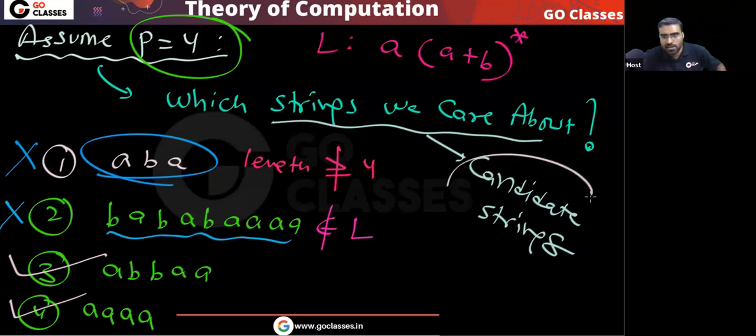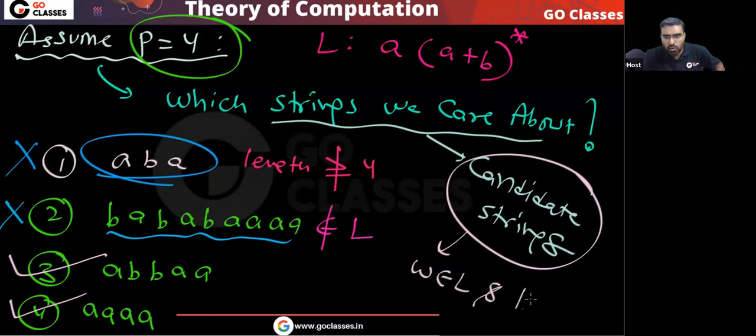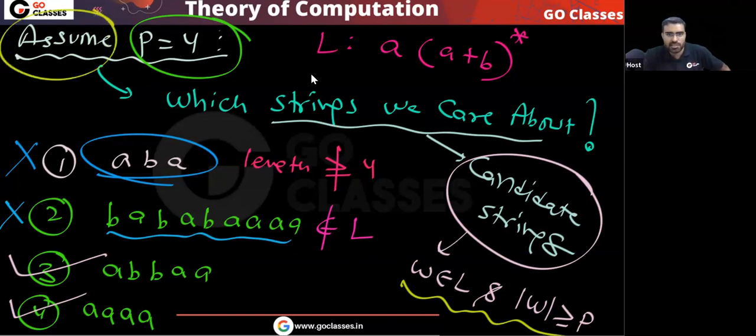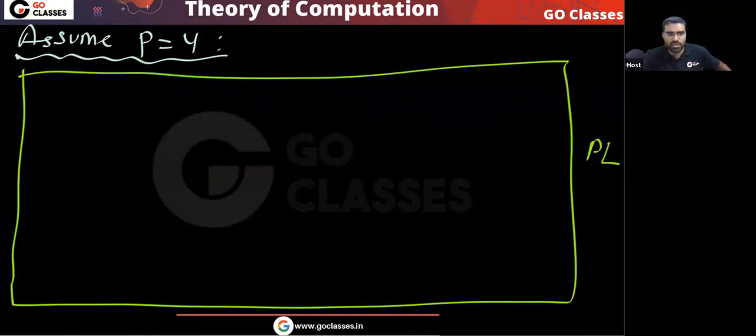Is this point clear? The candidate strings, what are those? These are the strings which belong to L and whose length is greater than or equal to P. I hope this point is clear. And I'm assuming P equal to 4. So here I can say these are the candidate strings. Please tell me, is this clear? Which strings do we care about? Okay. Now what do we need to do?